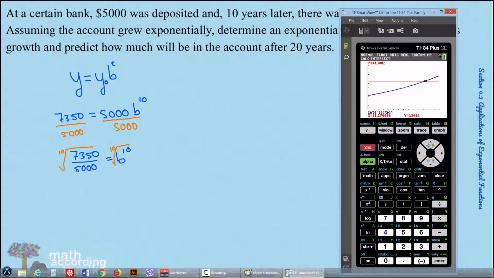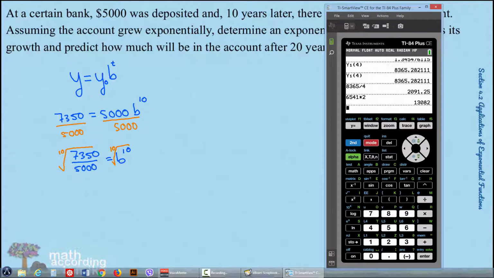To get this into the calculator, we will first hit the number 10. We'll go to math, and you'll notice number 5 is an xth root. Select that. Now on the newer style calculators, it makes it look like a nice 10th root, and we can say 73.50 divided by 5,000. And we'll get an answer. You'll just hit enter at this point.